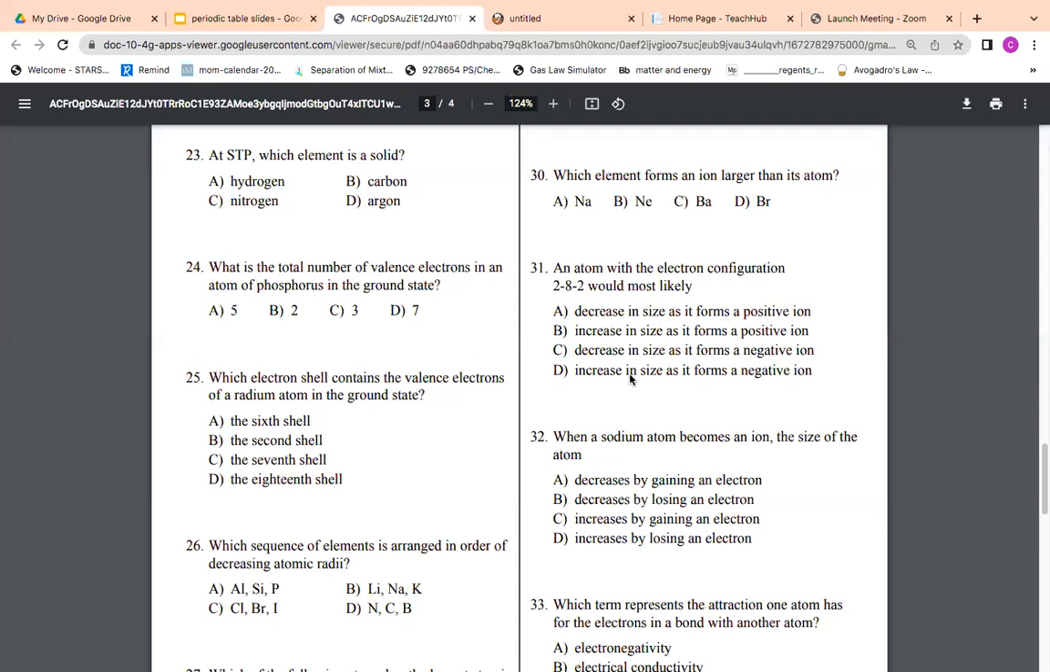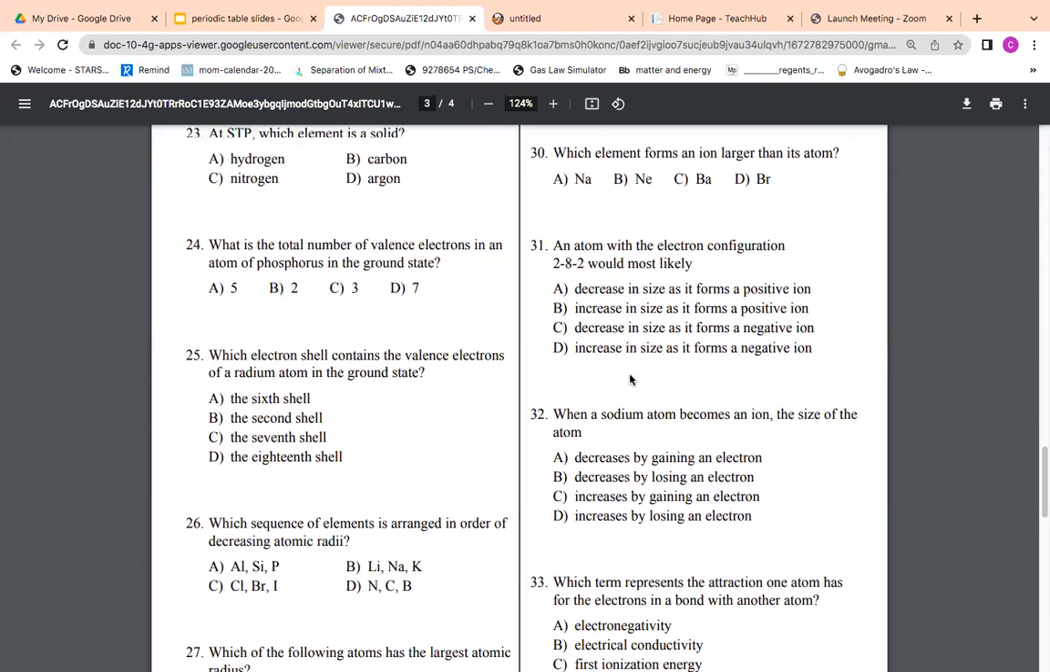All righty. Number 30. Which element forms an ion larger than its atom? So what they're talking about here is going to be a nonmetal. Again, nonmetals gain electrons when they form ions. Something like chlorine becomes Cl minus. It gains an entire electron. If you're holding more things, you get bigger. So we have to look for the nonmetal.